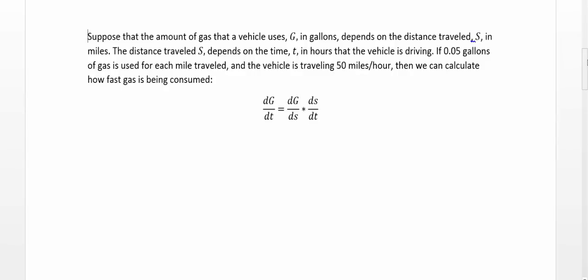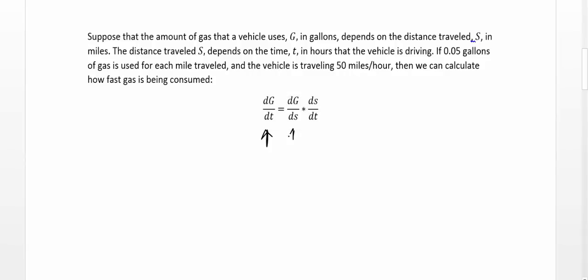This also makes sense. How far you go depends on how long you've been on the road. Now, if we know that 0.05 gallons of gas is used for each mile traveled, and that the vehicle is traveling 50 miles an hour, then we can use this information to calculate how fast the gas is being consumed. So we want to know how many gallons per hour we're using. So the rate that we want is dG/dt. So here again, we want to know how many gallons we're using for each unit of time, which is in hours. What we know, however, is the other two rates.